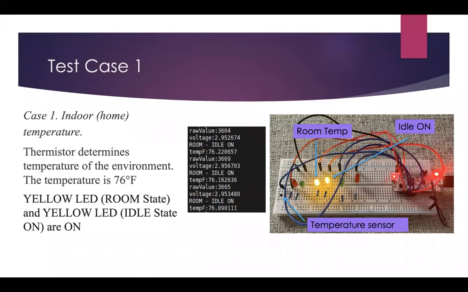For test case 1, we set the temperature from 76 to 77 degrees, which is our current room temperature. On the left picture, the terminal shows us the raw value, voltage, and state, which is room, and idle LED on, and the temperature in Fahrenheit as well. On the right picture, we can see our LEDs turn on, which represent the room state and idle state condition.